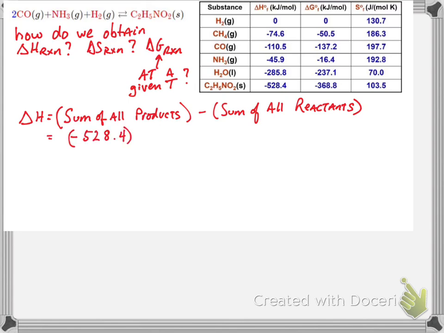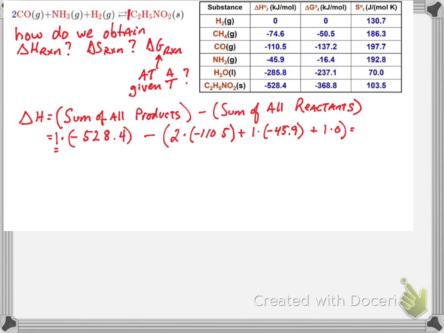The first value, we only have one product here. That's alanine, and we get the value of minus 528.4, and we multiply by 1. Now I'm putting the 1s in there just to show you that, yes, we have to use the coefficients. All right, so that's the only product, minus, and now we have to sum up all of the reactants. So we have to go 2 times the delta H of formation of CO, plus 1 times the delta H of NH3, ammonia, plus 1 times the delta H of H2, which is 0, and we compute that.